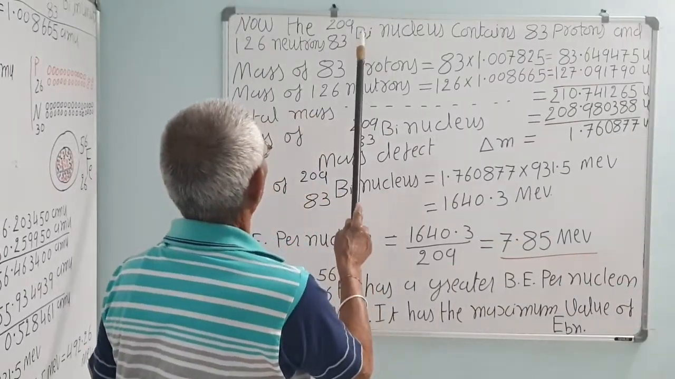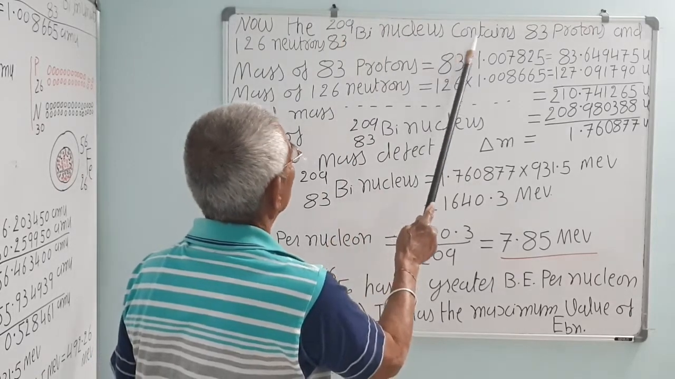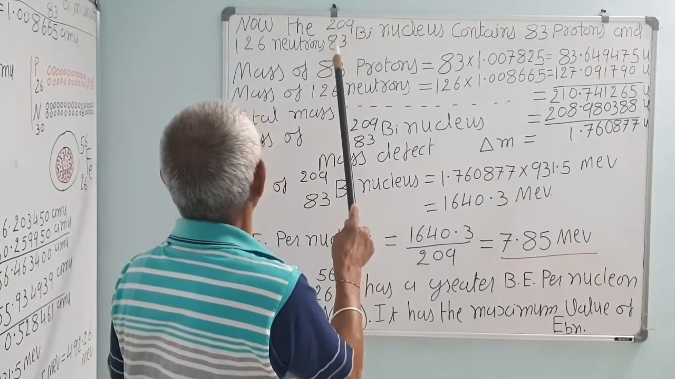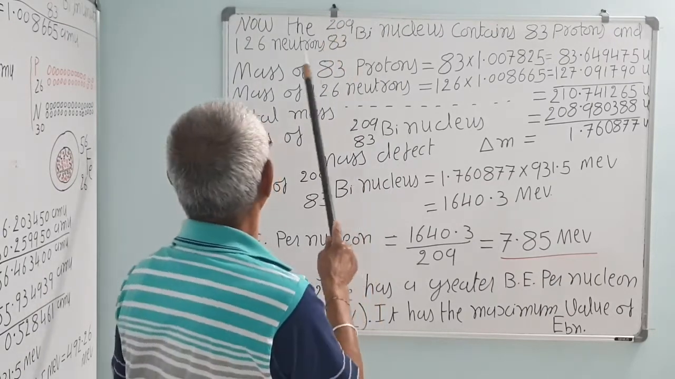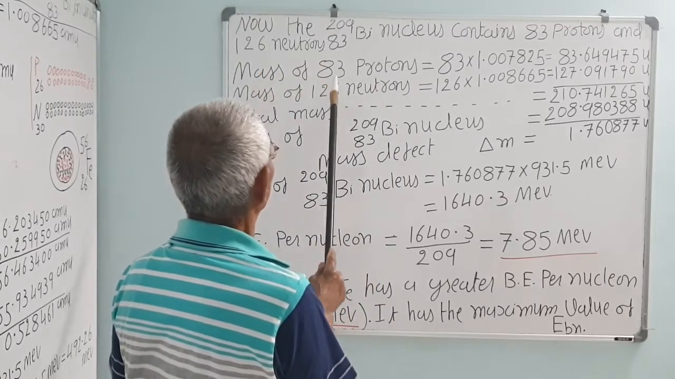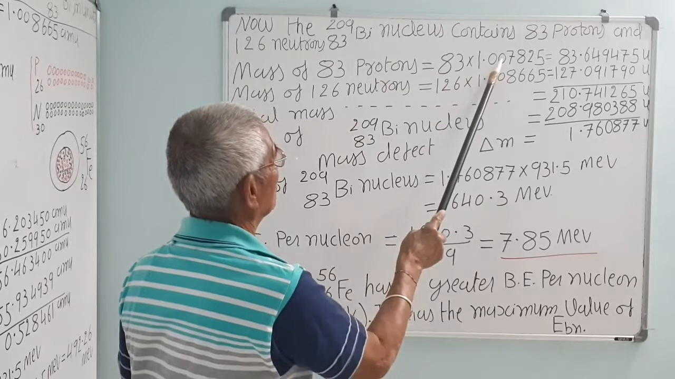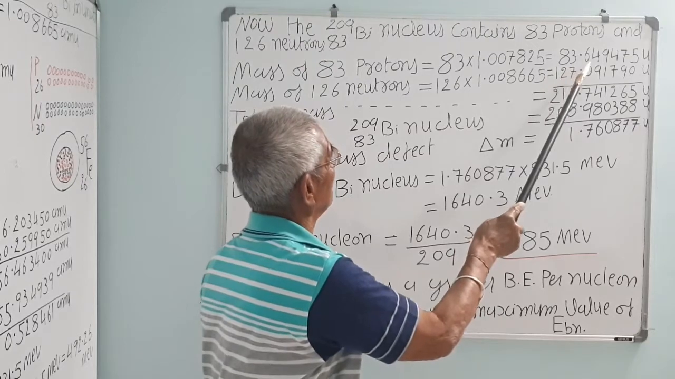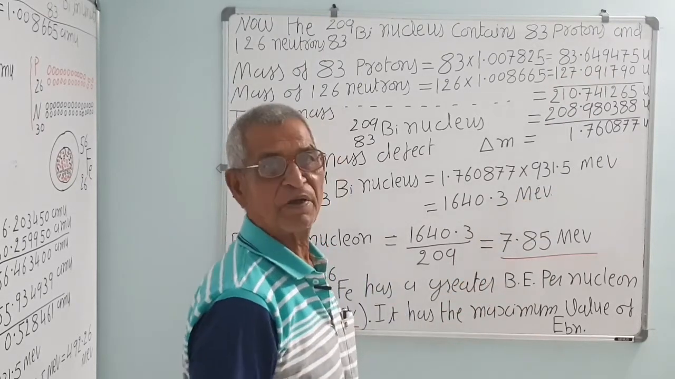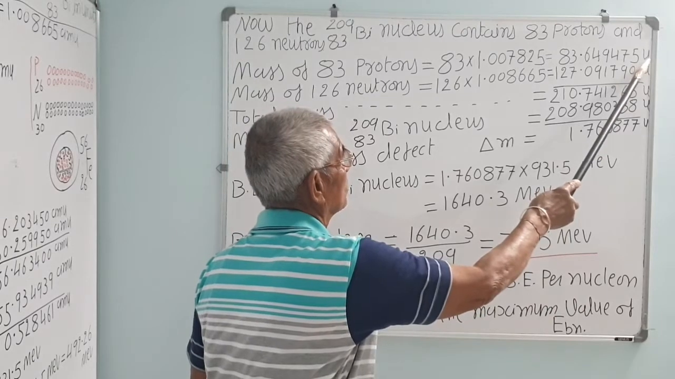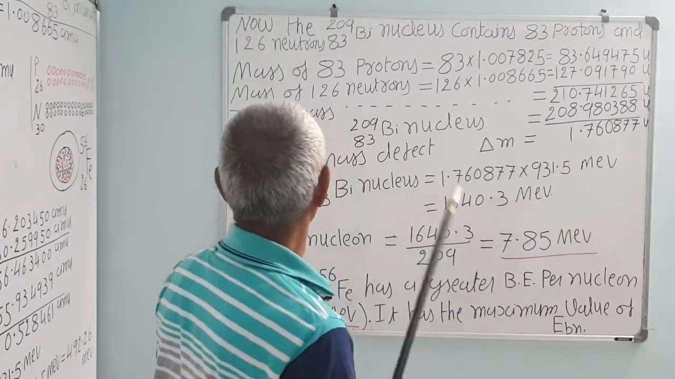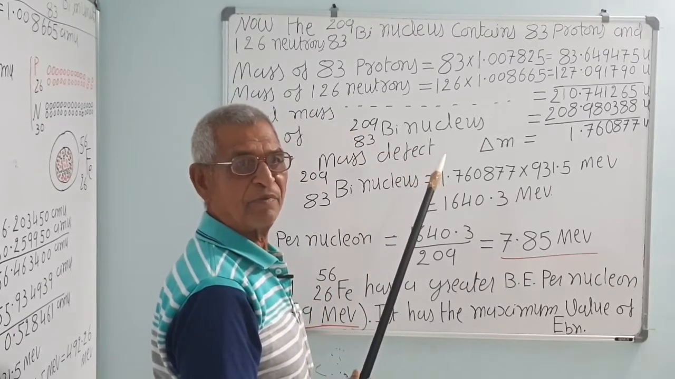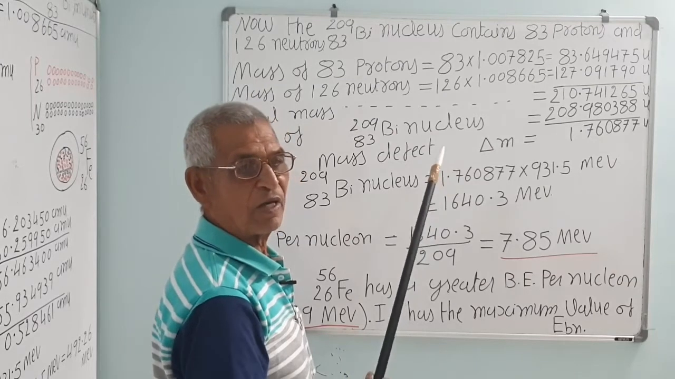Now let us see the bismuth 83209 nucleus. It contains 83 protons, this is the atomic number, and 209 minus 83, that is 126, remaining are the neutrons. The mass of 83 protons is equal to 83 into the mass of one proton, 1.007825, which is equal to 83.649475 atomic mass unit. U is the symbol of the atomic mass unit. Atomic mass unit is written in short as AMU, and it is symbolized by U.